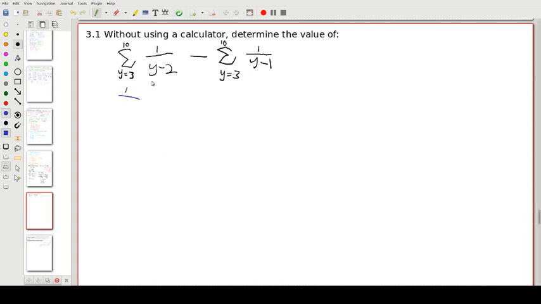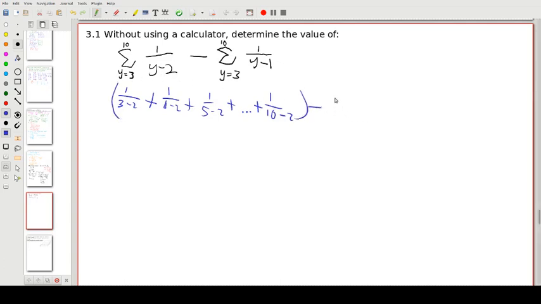So 1 over, and y starts at 3, so the first term is 3. Then the second term, and since we're having sigma notation, that means adding, so let's just write the plus sign. So plus, and then the second one is when y is 4, right? So y is 4 minus 2, plus 1 over 5 minus 2, and we see the pattern continues, up until we get to 1 over 10 minus 2. So that's this first part.